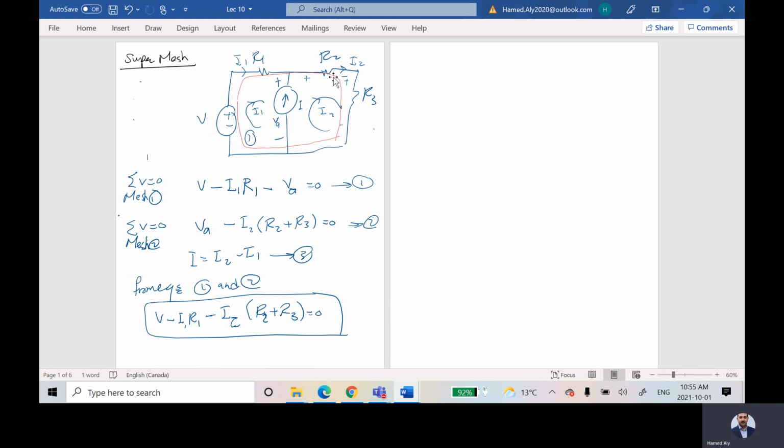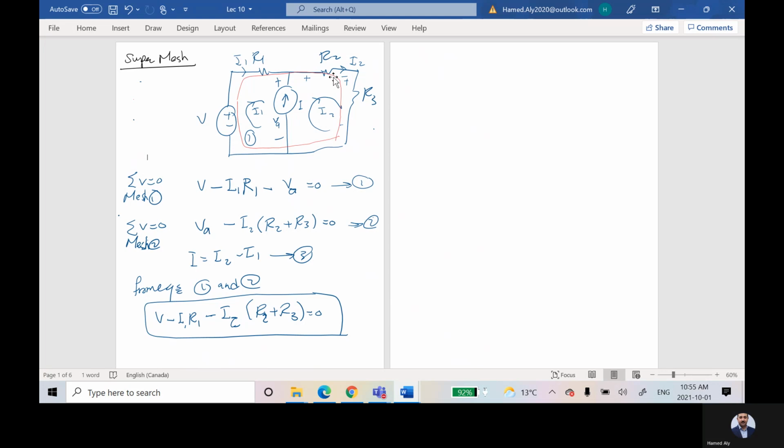Both of them could be used for solving the problem. The only difference is, in the node voltage method, I'm finding the voltage first, and then based on the voltage, I can calculate the current. And in the mesh current method, I am calculating the current first, and based on the current in each branch, I could calculate the voltage. Any question for super mesh? I'll show you an example right now. Any question, guys?